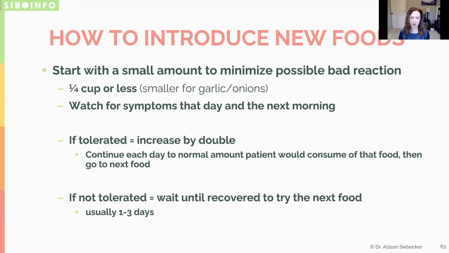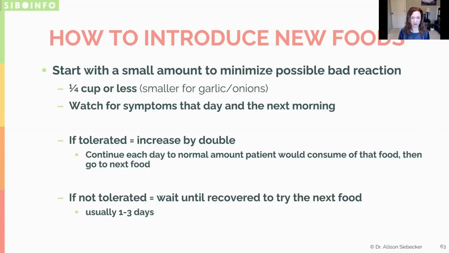Just start with a small amount to minimize any possible bad reaction. So 1/4 of a cup or less, smaller for things like garlic or onions, where you're not using much in a whole recipe. So that is going to be a very tiny amount. And then what you do is you have them watch for symptoms that day and through to the next morning, to watch for like what might happen with bowel movements the next morning.